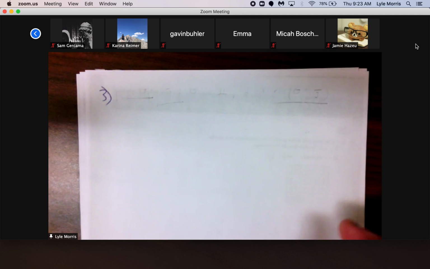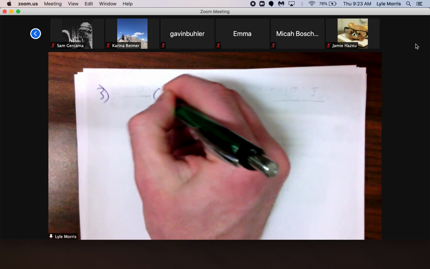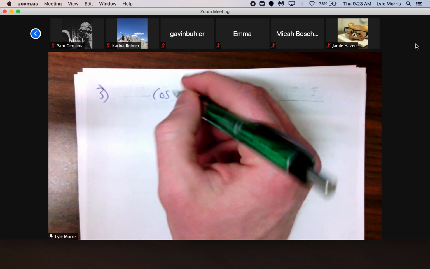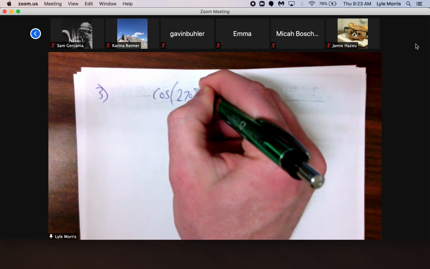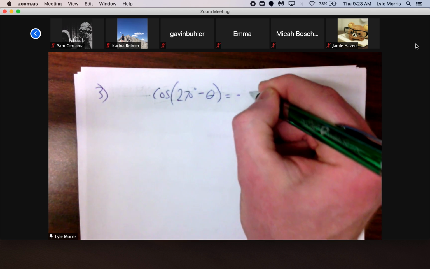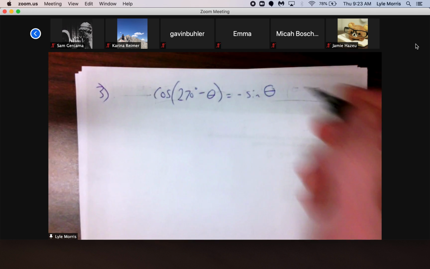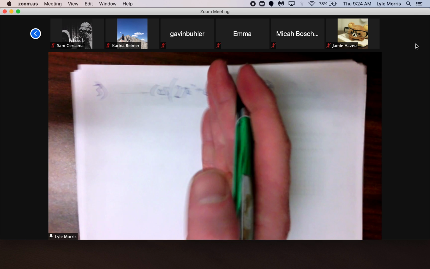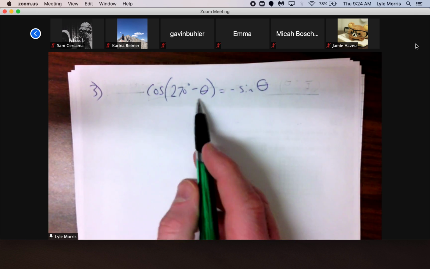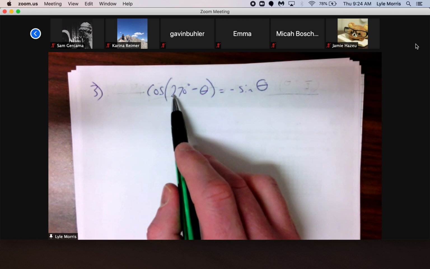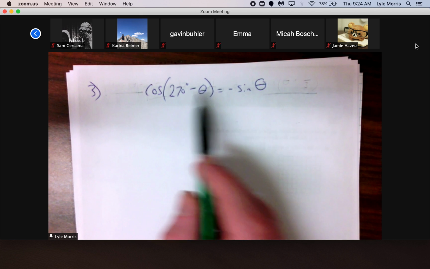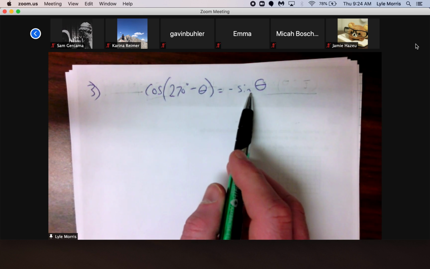Where's number 3? Oh, we have a proof. Cos of 270 minus theta equals negative sine of theta. Okay, so now for a proof, we keep the left side on its own, the right side on its own. We have to make this side equal this, or this equal that. This is the more complicated one, so this is the one I want to mess with. I'm going to leave this for now. It might just be that this is what we come to.